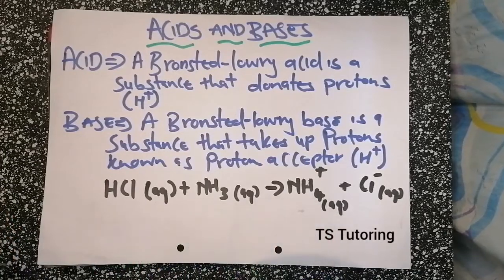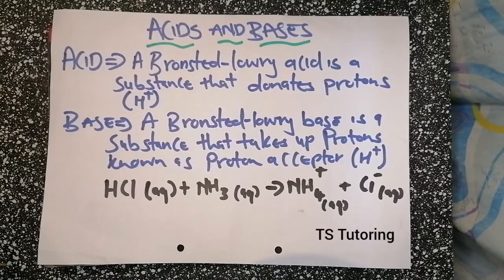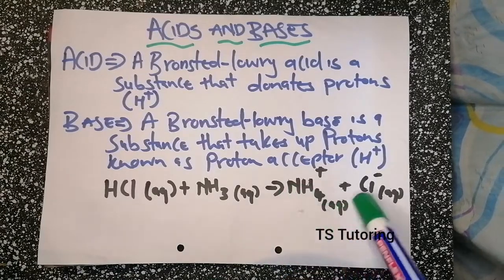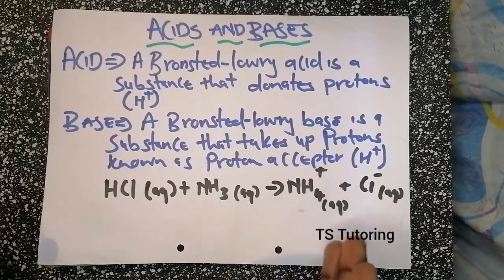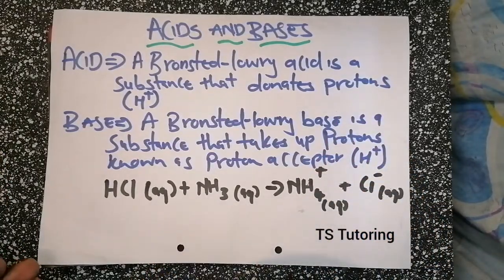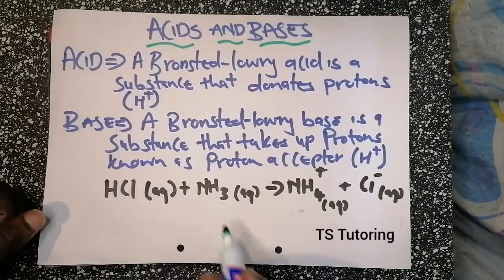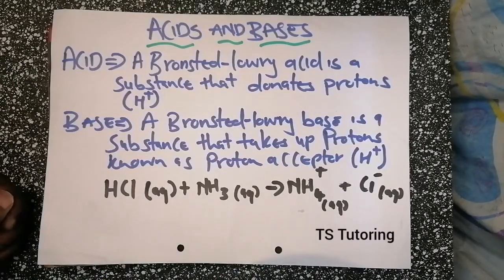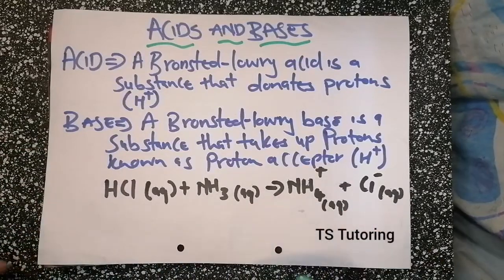So I wrote a reaction here between hydrochloric acid and ammonia that forms the ammonium ion and the chloride ion. I want us to identify, based on these definitions, which one is an acid, which one is a base, and looking at our product, what did we form? Now, this is a reaction of an acid and a base. According to this definition, when we look at this reaction, what happened?